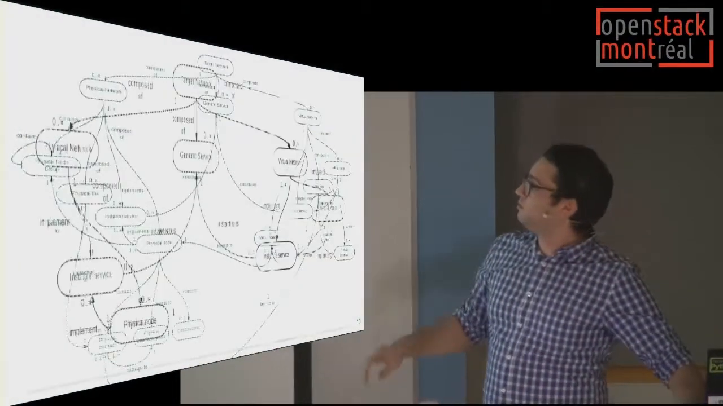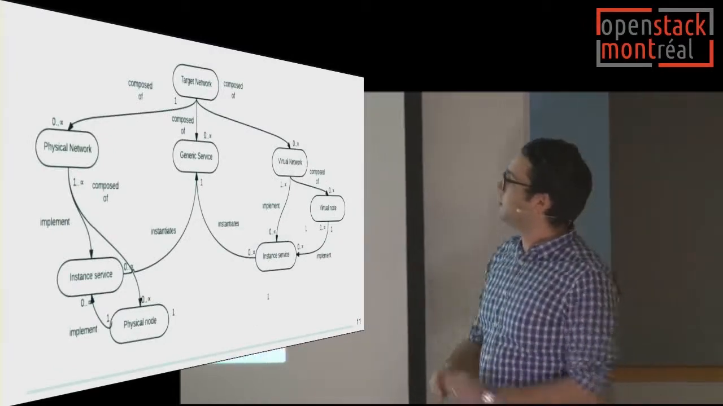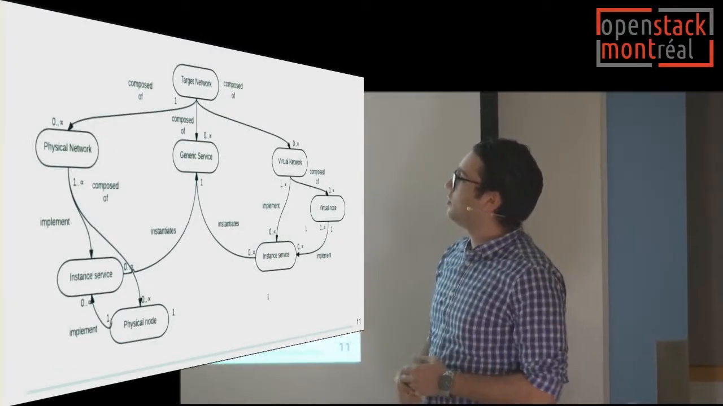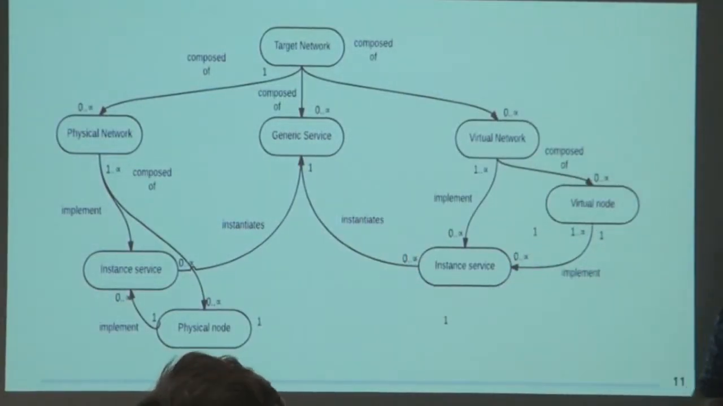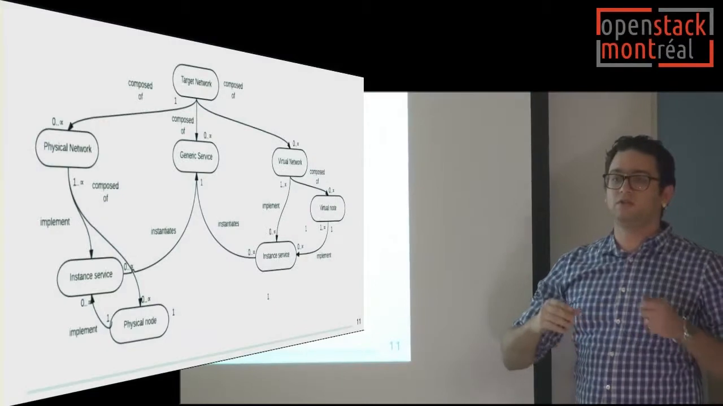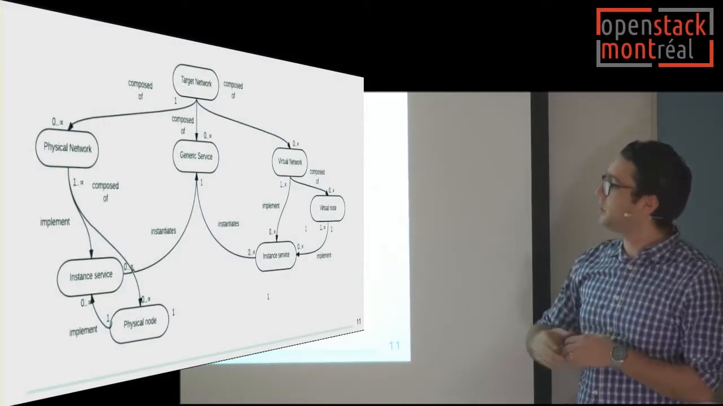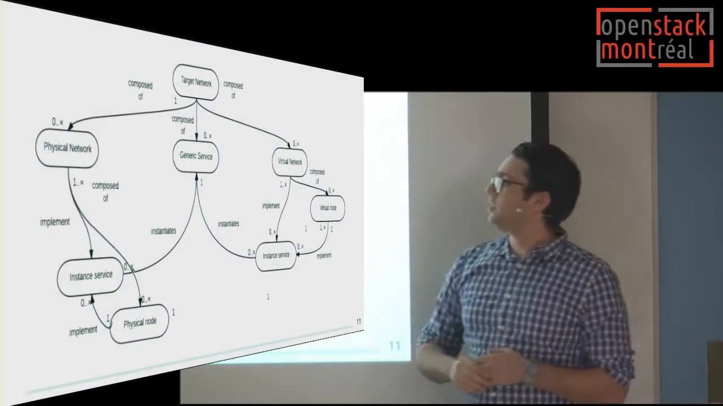Also in our model, we have a representation of services. We have generic services. A generic service is a representation of services without their values. So it's only the presentation of the service. But the instance services, they instantiate.